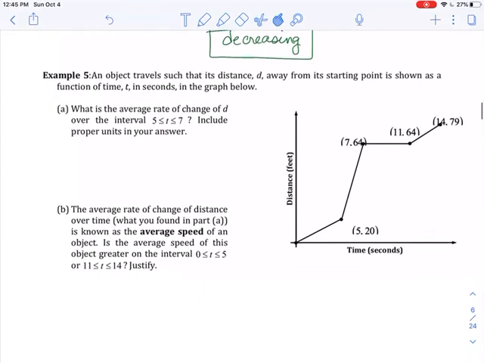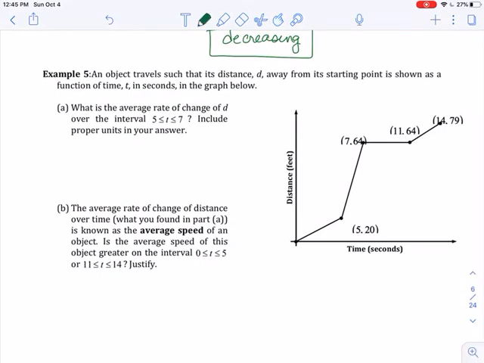All right, next one, I already have a little graph that I'm looking at. An object travels such that its distance d away from its starting point is shown as a function of time t in seconds in the graph below. What is the average rate of change of d over the interval when time is between 5 and 7? So basically I'm going to do f of 7 minus f of 5 over 7 minus 5.